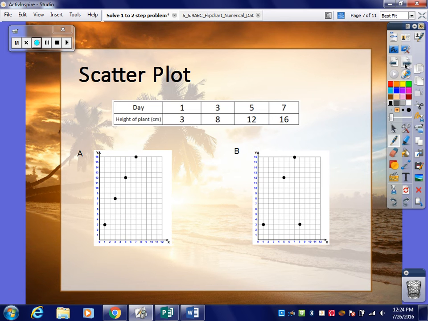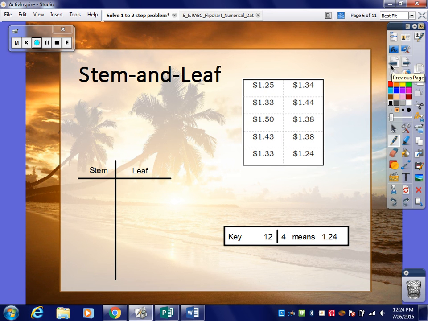Turn to your stimulus plot. So from our stimulus plot, the first thing I want to look at is my key. The key is telling me that 1 and 2 on the stem side, the 4 on the leaf side, means $1.24. So look at this. This is representing $1.24. So it's not 124, it's not just 4, it's not just 12, it's $1.24 today.